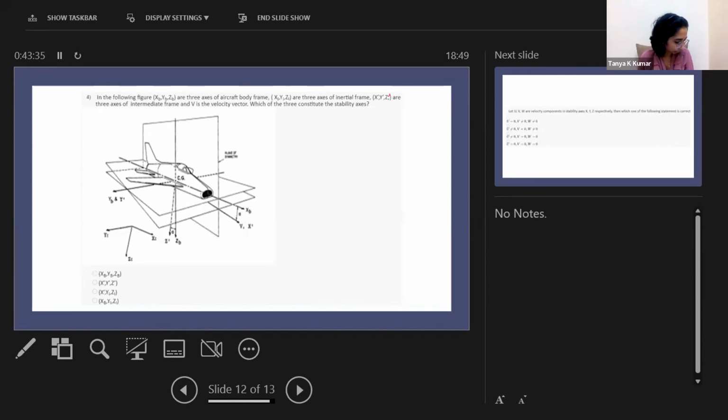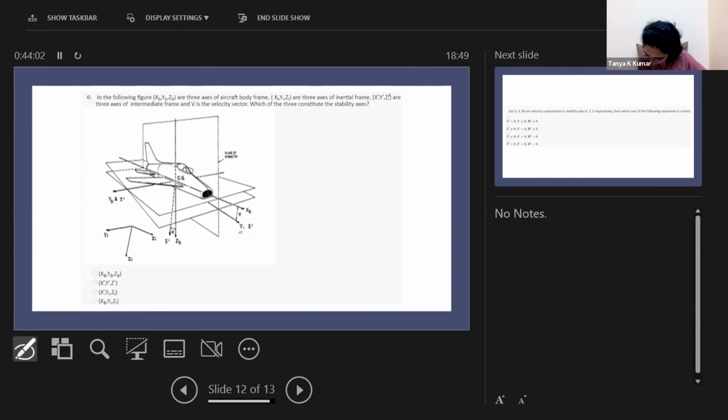I think I'd forgotten to mention this when we were going over the concepts. For the stability axis, we compute our stability over an axis such that our equations of motion become simplified. What is the stability axis that we have assumed to simplify our equations? It is oriented along the velocity. So the velocity in this question is this one. What are the axes that are oriented along the velocity?